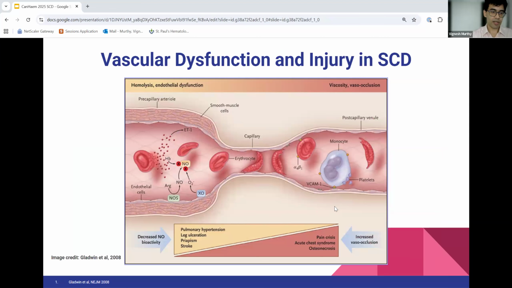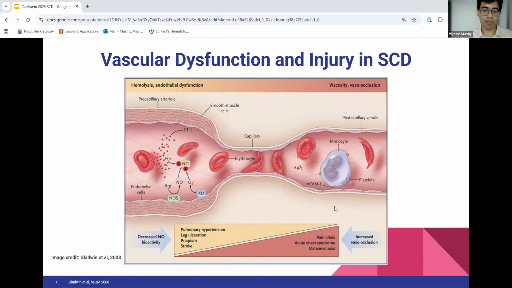And this slide also kind of illustrates that as well. There's sort of two sides to this. There's this component of, okay, the cells hemolyze, they release plasma-free hemoglobin, which then is scavenged up by nitric oxide, leading to vasoconstriction on one hand, and that leads to certain complications, including pulmonary hypertension, leg ulceration, etc.